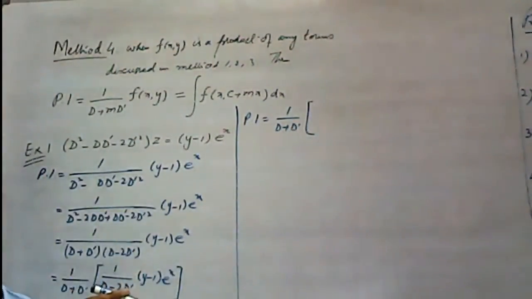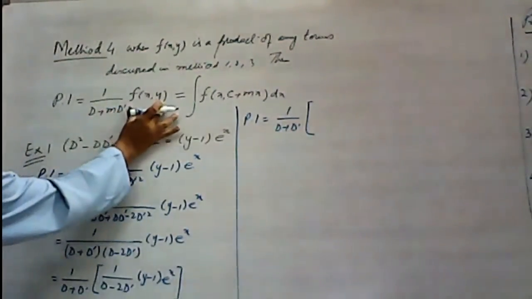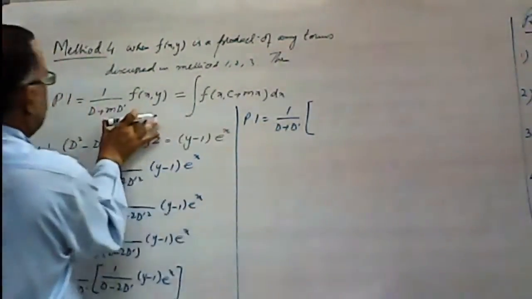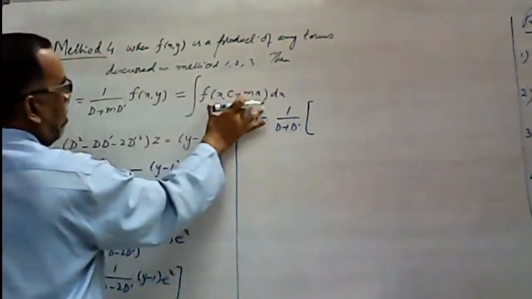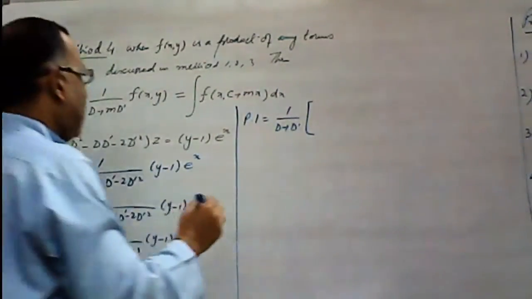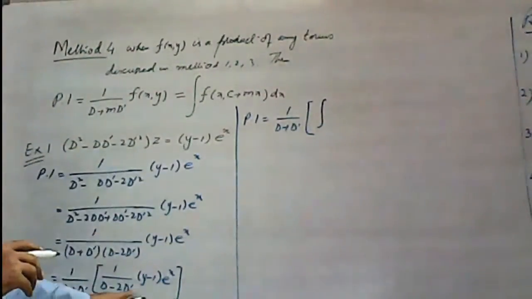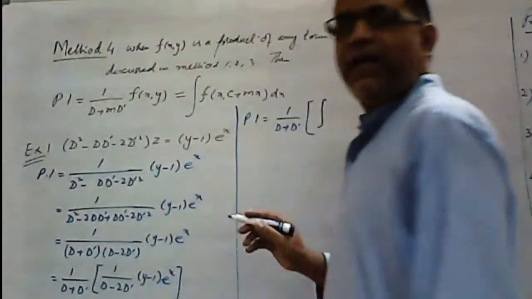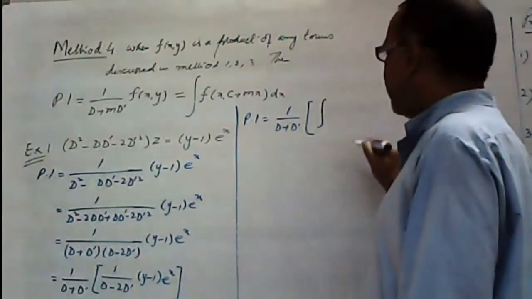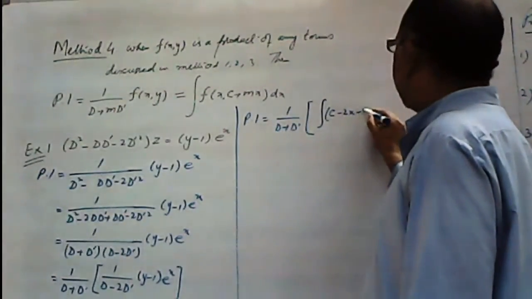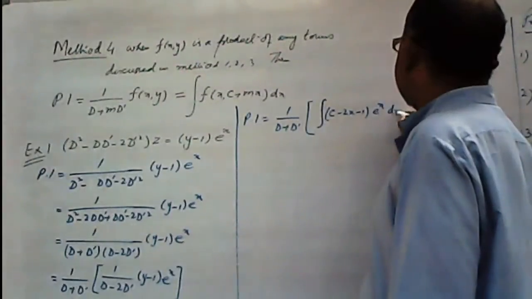Now look at this term. This term is comparing with this term, and this is function of xy, this is function of xy. So what you need to do is to write in this place the integral, and then function of xy. So first I write that and then I will explain you how I managed to get this one. I will write c minus 2x minus 1 e power x dx.